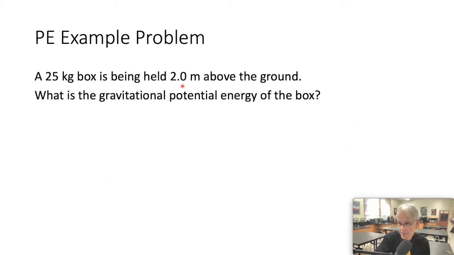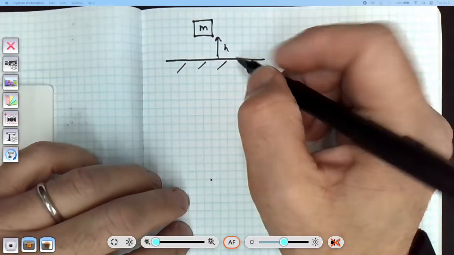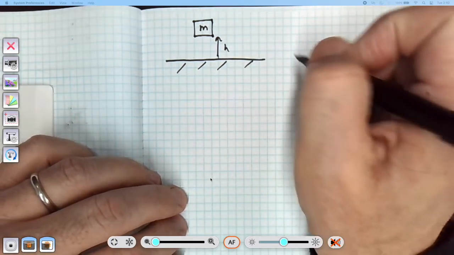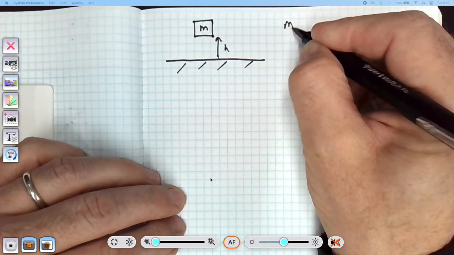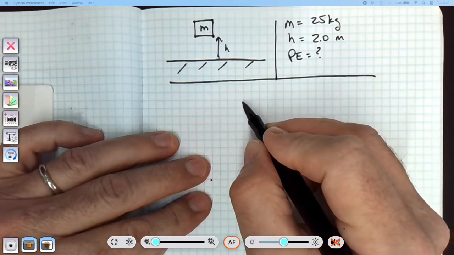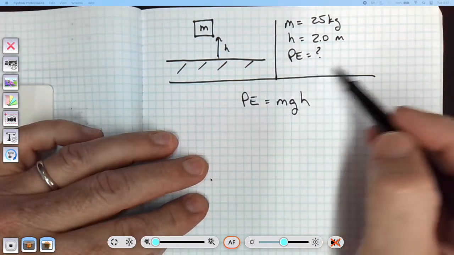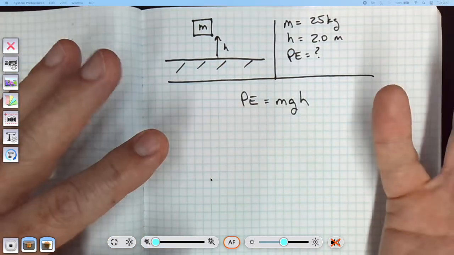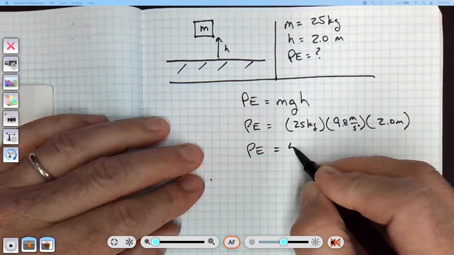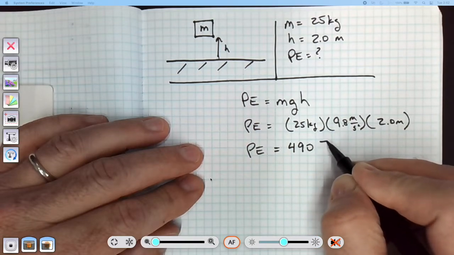A quick example: let's say we have a 25 kilogram box being held 2 meters above the ground. What is the gravitational potential energy of the box? Here's our sketch. We have a mass being held a certain height above the ground. Write down our knowns and unknowns. Here's our equation for gravitational potential energy. It is solved for what we're looking for. Now we just plug and chug. Our final answer is 490 joules.